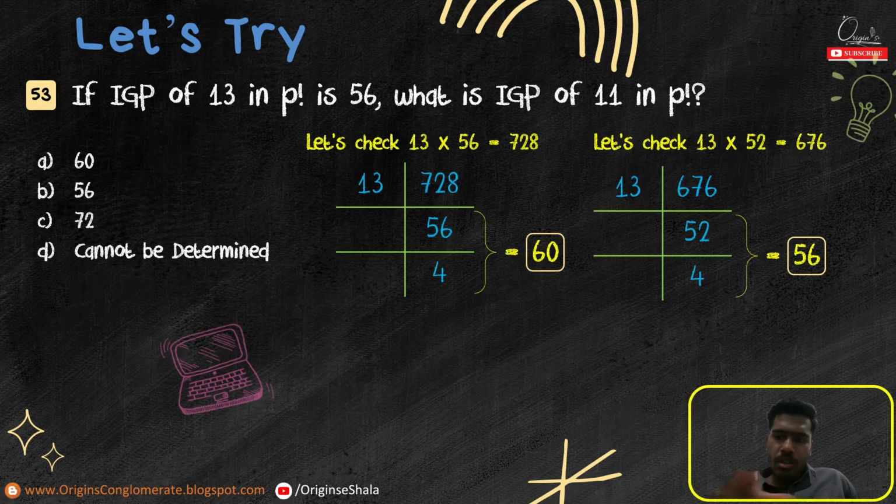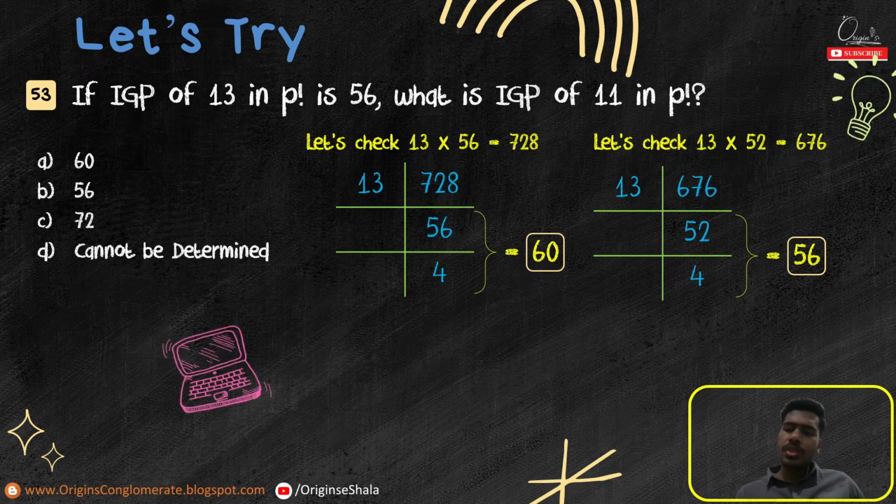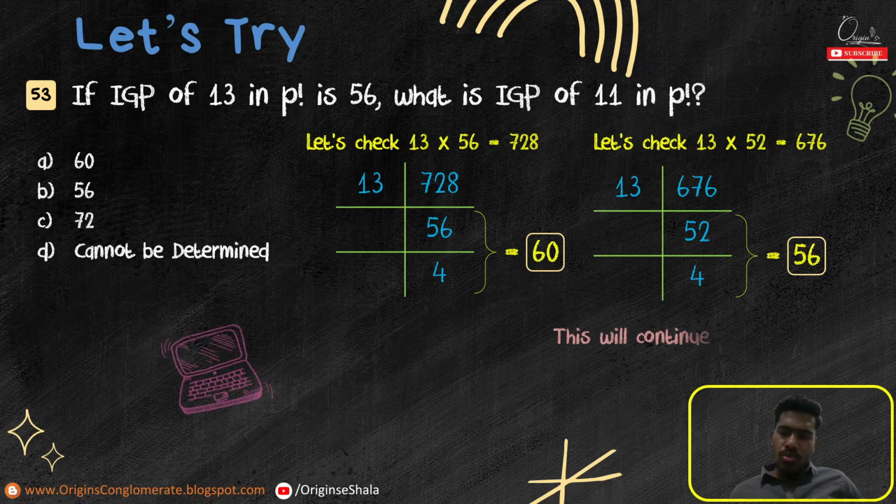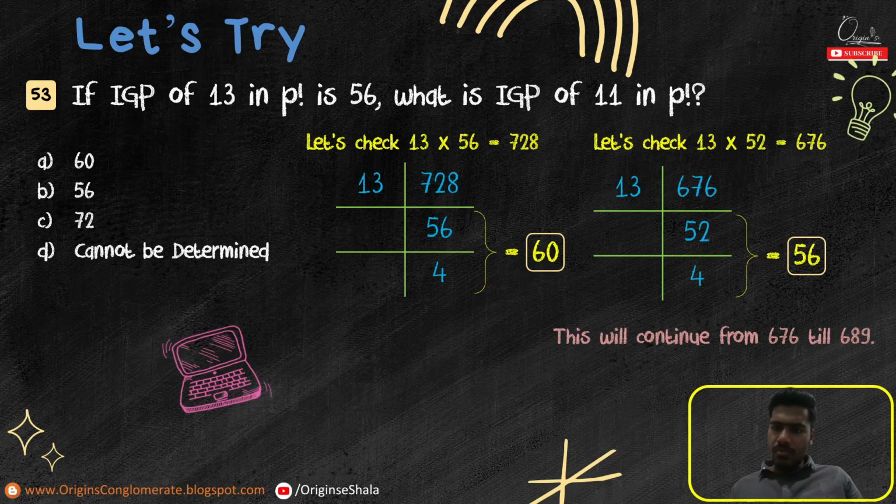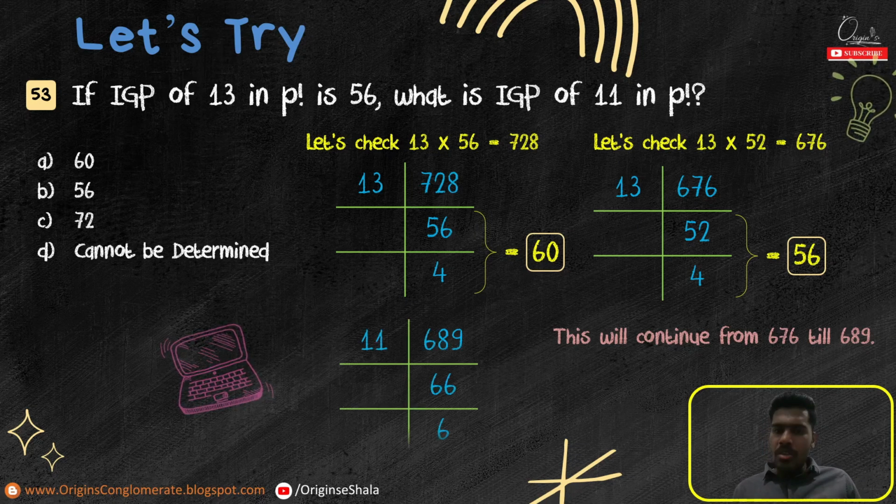Some of you might have guessed, this is just one number where IGP is 56. There are certainly 12 other numbers which will have IGP of 13 as 56. That's why we have to take the greatest number, because we have to find the greatest power of 11. So this series will continue till the next multiple of 13, that is 13 times 53, which comes to 689. So 689 is the number for which I will do the operation of 11 to find the IGP, and I will be left with 72.